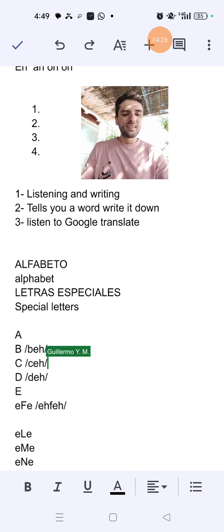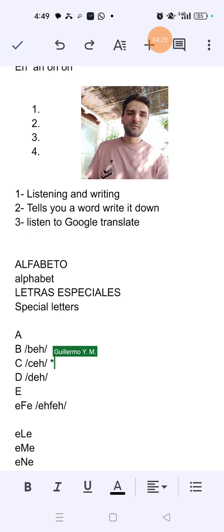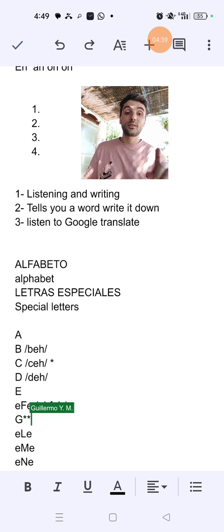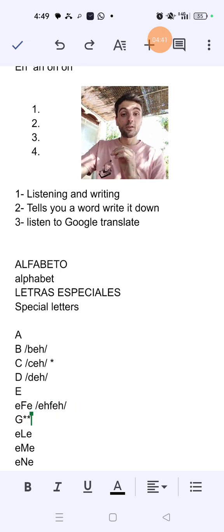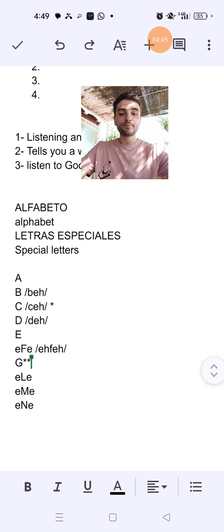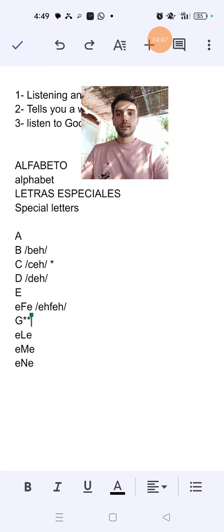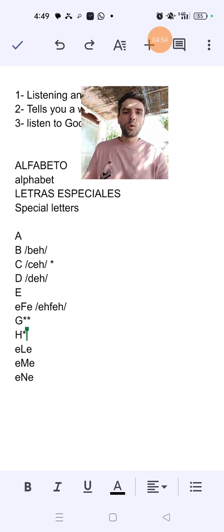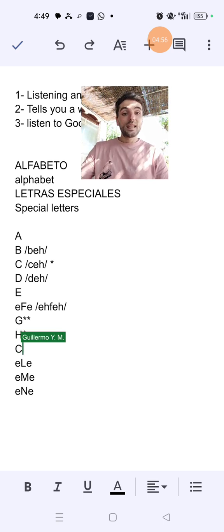Now I would say the C can be special, so I'm just gonna put a single star on it. And then we have the G. Now that's surprising for you, right? So this is a very special letter, so we're gonna put 2 stars on it. That's the G. And we have the H. That's also kind of special. Let's just put 1 star. Then we have the CH.